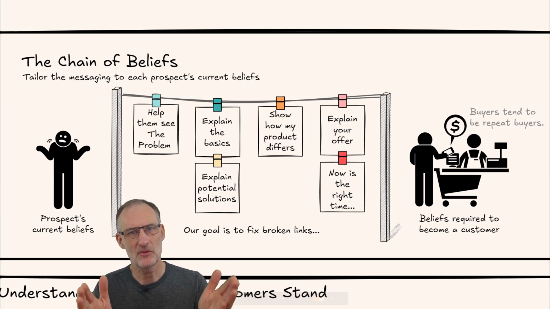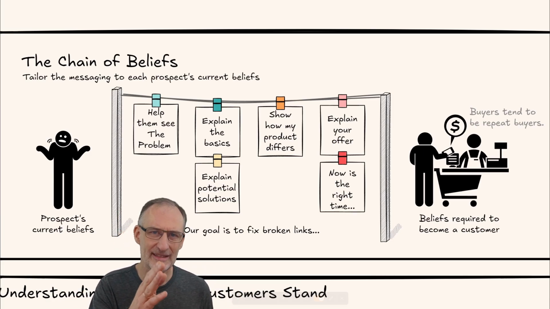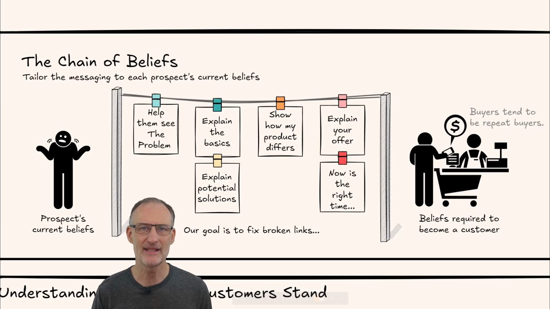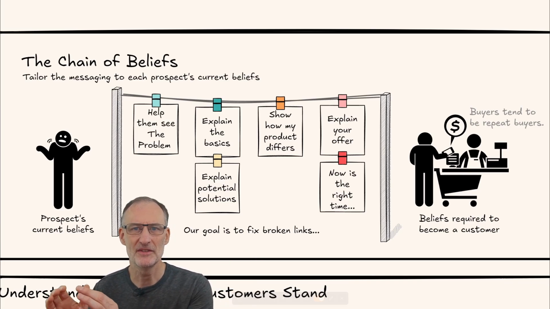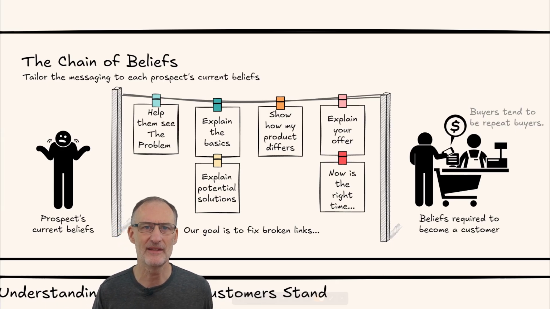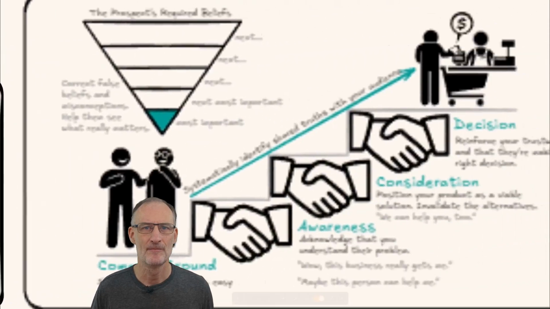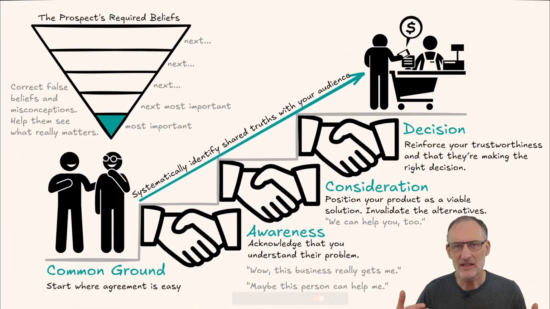And along the way, of course, your goal is to identify and fix the broken links, and you want to take your customer from where they are today until they have all the required beliefs where purchase is going to be automatic, the next logical choice. And you can think of this as a ladder with steps leading up to the purchase.